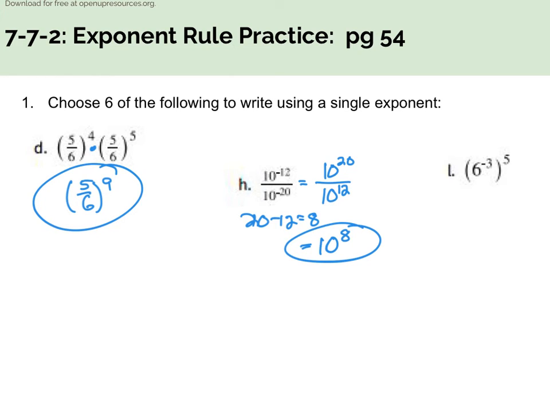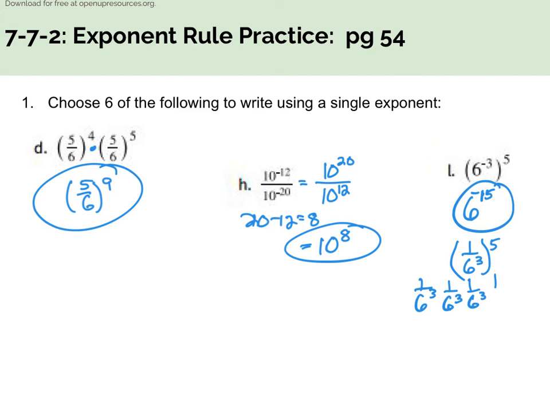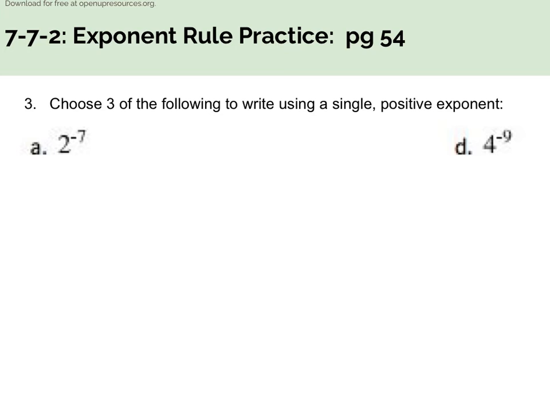Last one, we can either multiply our exponents together. So we're going to get 6 to the negative 15th power. Or we can have it as 1 over 6 to the positive 3rd raised to the 5th power. So that means I have 1 over 6 to the 3rd, 5 times. I can add those together, put 1 over to the 15th power, and remember that both of these mean the same thing.